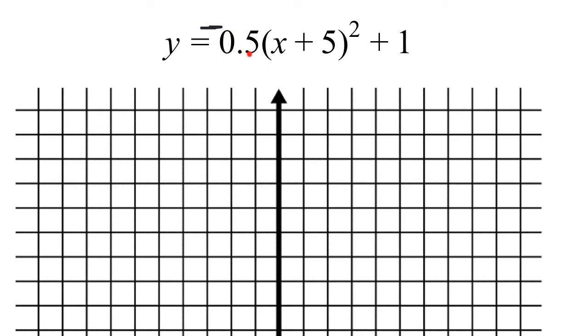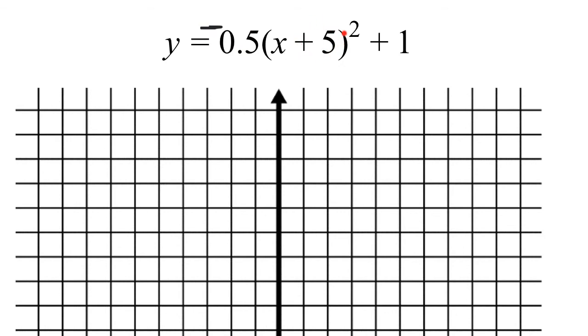The next thing I notice is that I actually have an a value, and my a value is 0.5. This means that my parabola is going to be vertically compressed. So it's going to look a little bit shorter and kind of fatter and wider than my regular base parent parabola. I have a horizontal translation of positive 5.